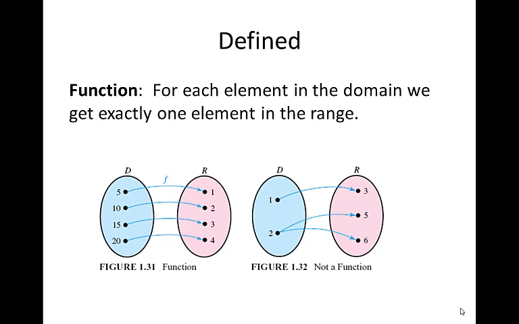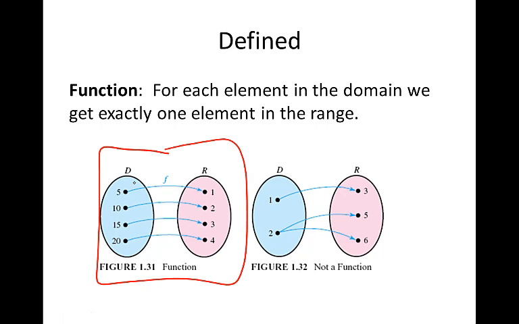So a function, this is sort of the official definition. Once we start working with them, I think you'll get a better sense of it. For each element in the domain from the first set, there is exactly one element in the second set, which is called the range. So look at this first one on the left. Notice that each element in the domain gets exactly one element in the range.